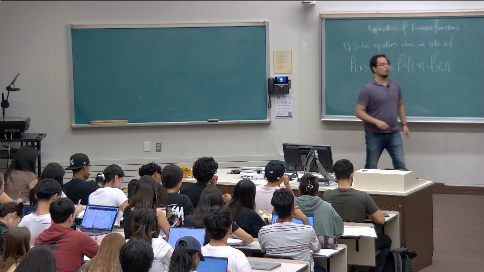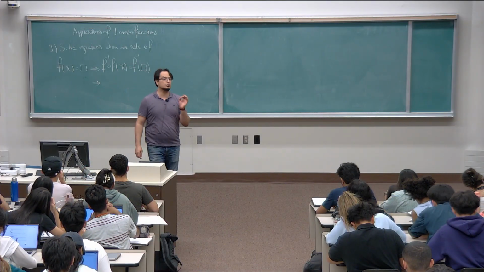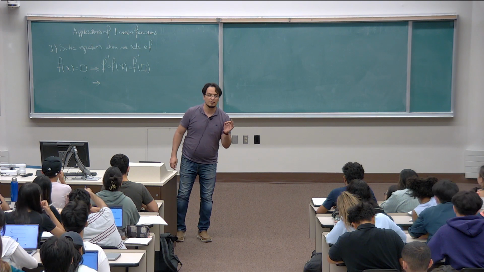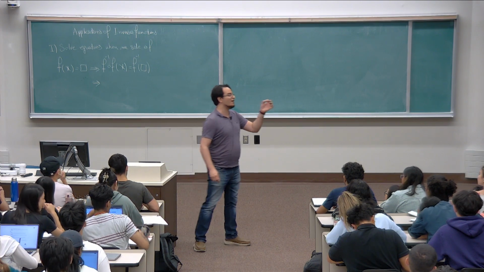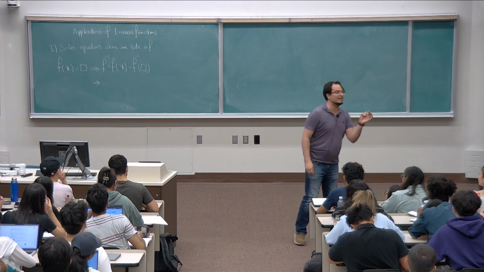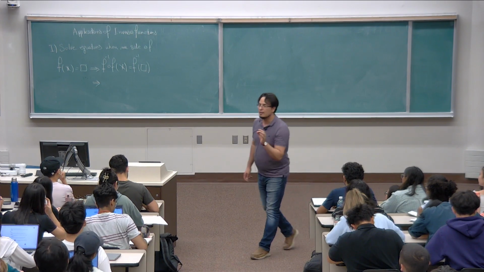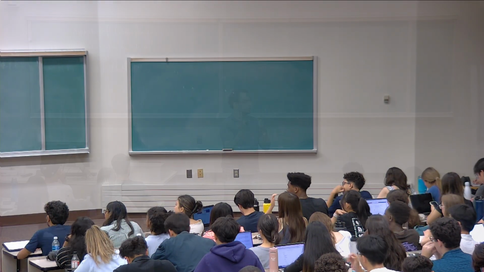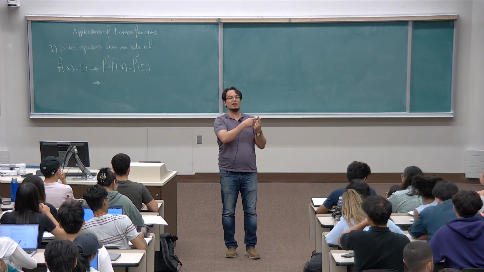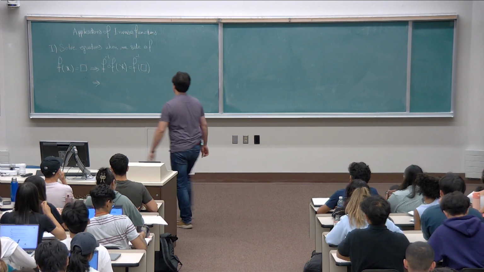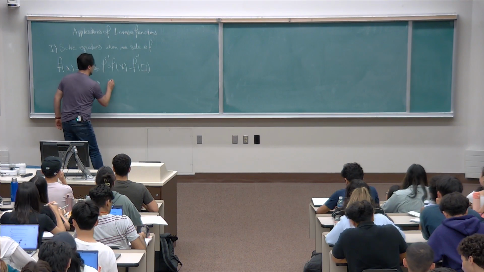f inverse evaluated at f of x is equal to x. They cancel each other in some ways. f inverse reverses what is done by f. So in other words, there we go.